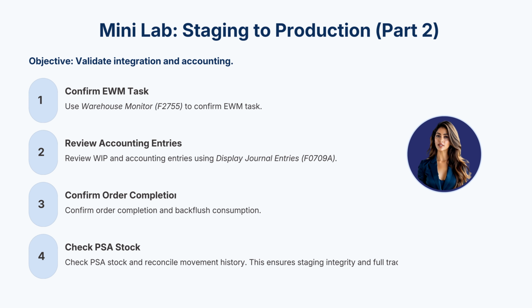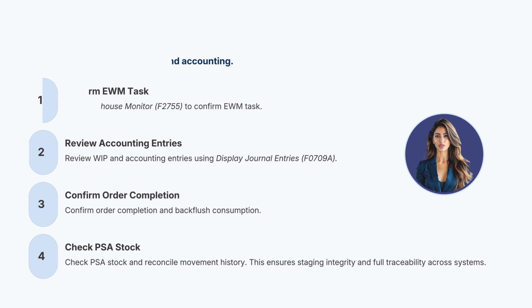Mini Lab, Staging to Production, Part 2. Next, we'll validate accounting and EWM integration. Open Warehouse Monitor F2755 to review staging task status. Then open Display Journal Entries F0709A to check debit-credit postings between WIP and inventory. Confirm order completion and backflush results. This exercise simulates a real manufacturing staging workflow.